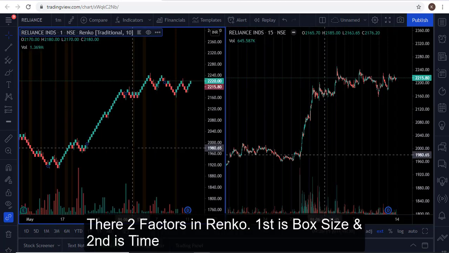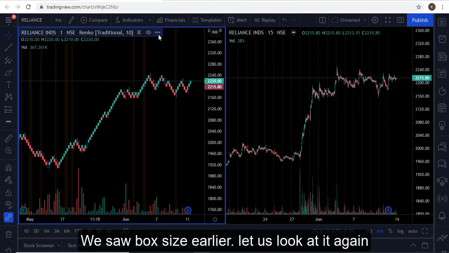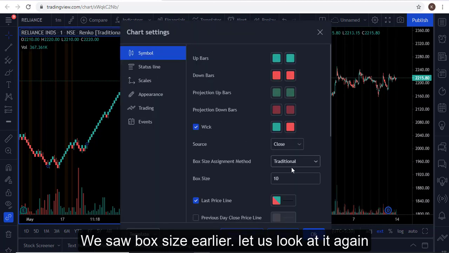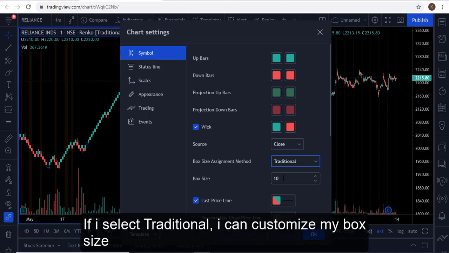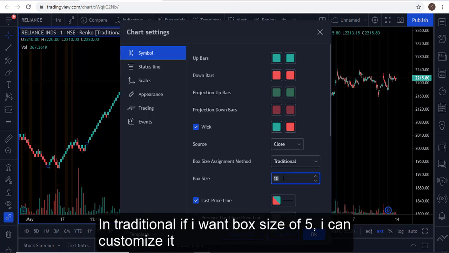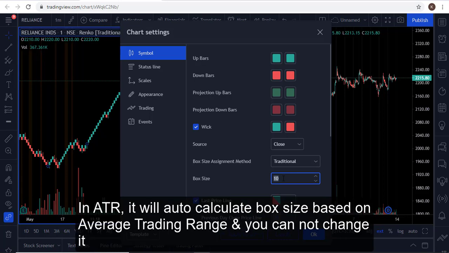When we use Renko, there are two factors. First is box size and second is time. We saw box size earlier, let us look at it again. You can select ATR or traditional mode. When I select traditional, I can keep my box size the way I want it. So if I want a box size of 5, then I can keep a box size of 5. But in ATR, it will calculate automatically and set the box size based on ATR, that is average trading range.